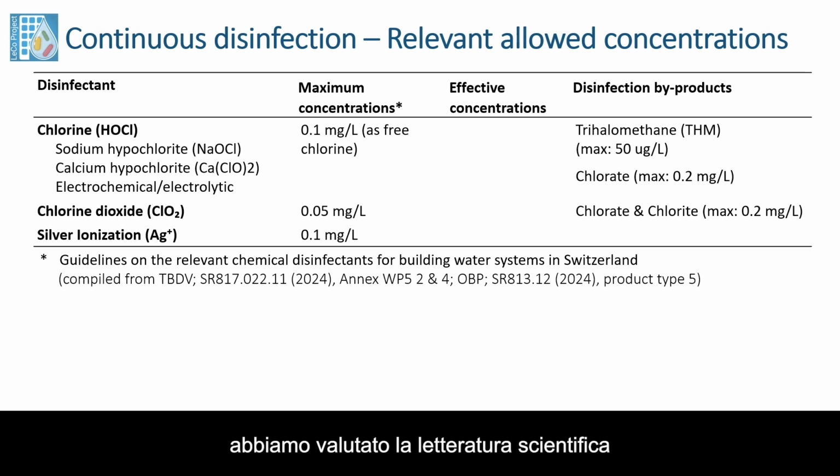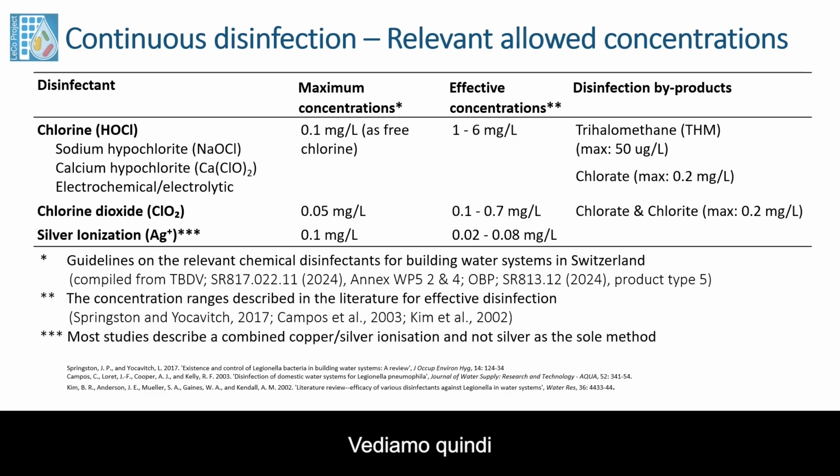In this study, we assessed scientific peer-reviewed literature and created a report to see the effective literature-based and scientific-based concentrations for chemical disinfection against Legionella. So let's look at the effective concentrations. Here you can see the effective concentrations found. You can see that for chlorine, chlorine dioxide, these concentrations are very different. So the maximum concentrations are way lower than the effective concentrations. So this shows that the maximum allowed concentration in Switzerland should be looked at more deeply.